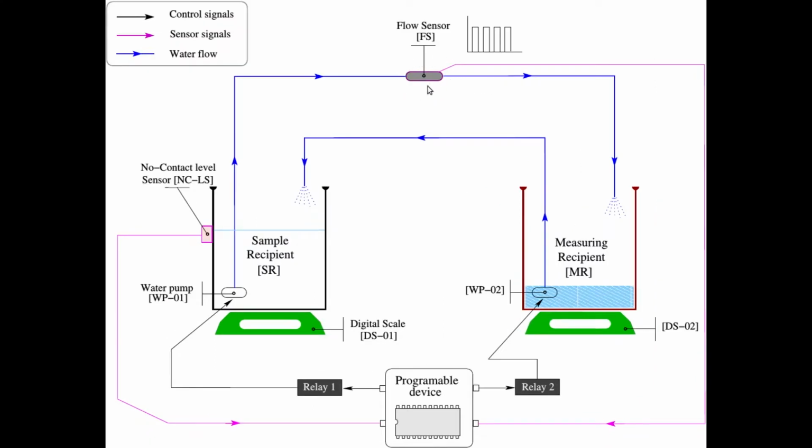We also have two recipients. This one will receive the sample, and this one will serve as water displacement measuring recipient. Here we have a non-contact level sensor, two scales, two pumps, here and here, and a programmable device that controls the pumps through these two relays.